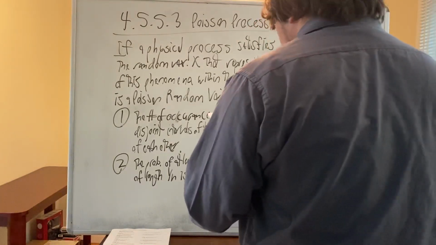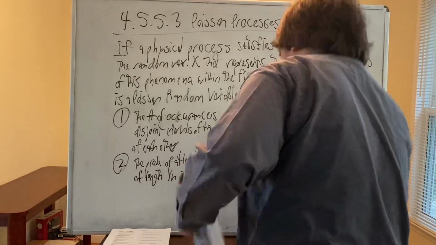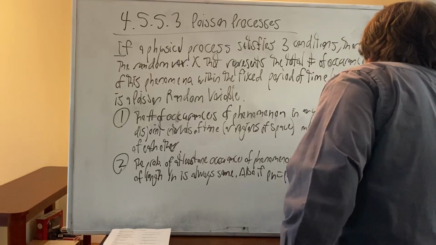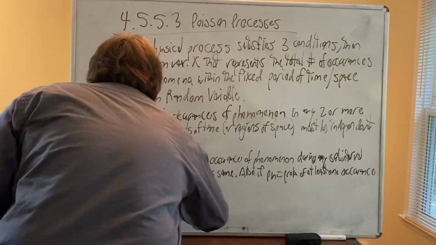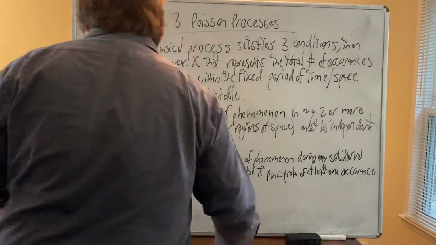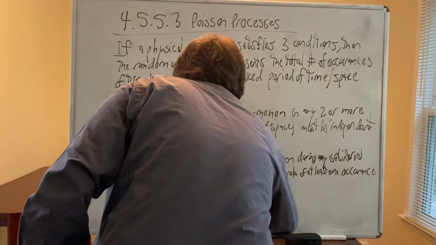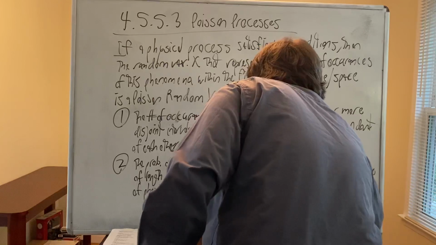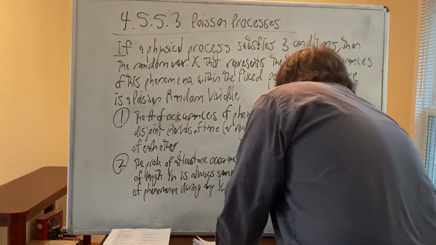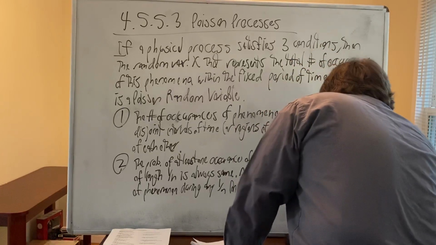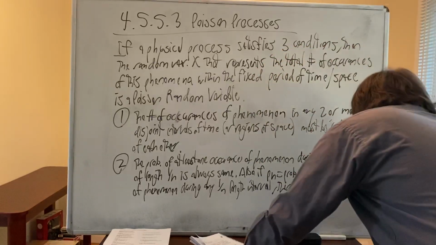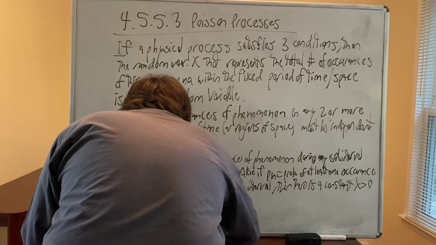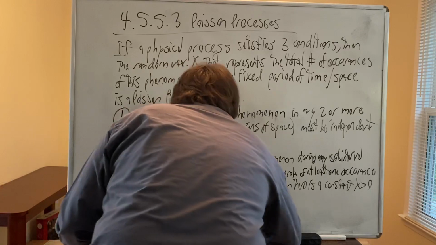Okay, so continuing, also if p sub n is the probability of at least one occurrence of the phenomenon during any 1 over n length interval, then there is a constant lambda positive such that the limit as n approaches infinity of n p sub n is equal to lambda.